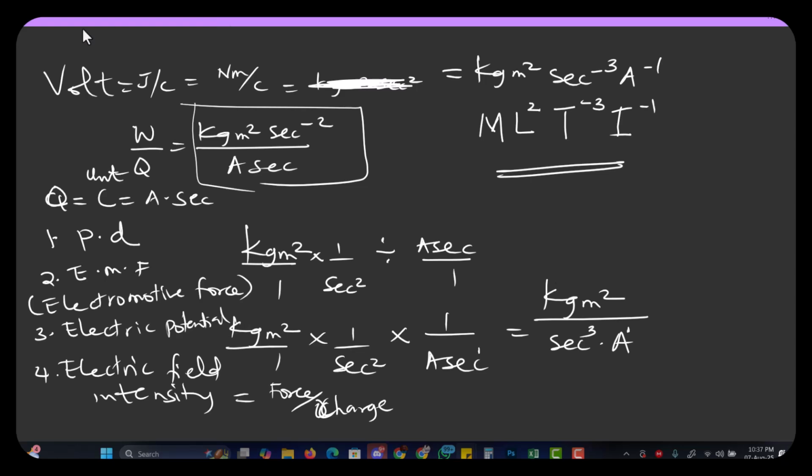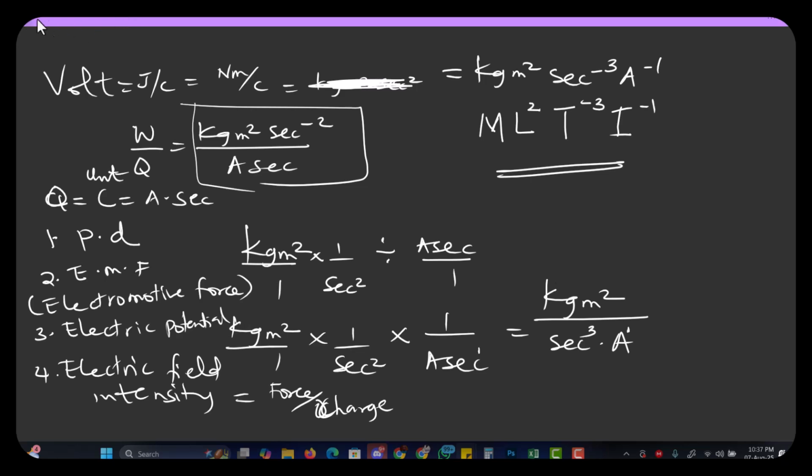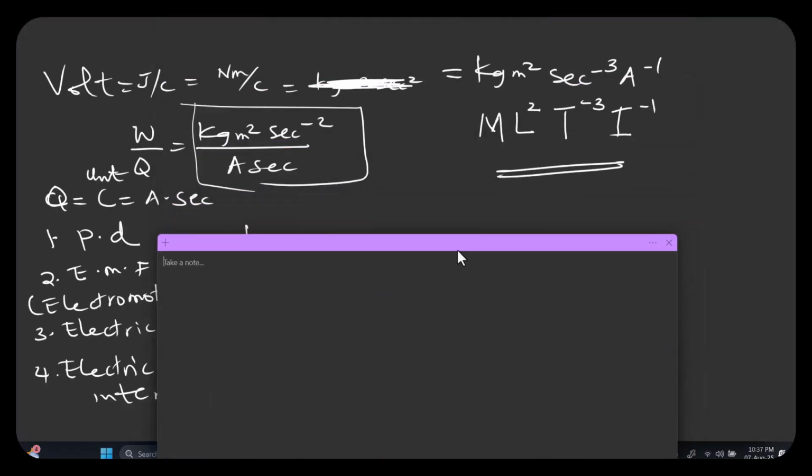The next thing I'm going to talk about is resistance. For resistance, what do I have? The SI unit of anything that falls under resistance, we have the unit called ohms.